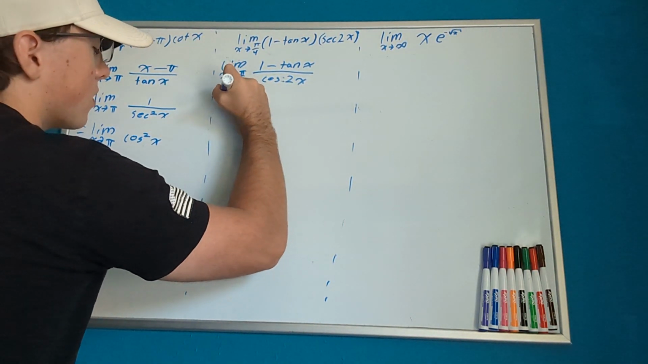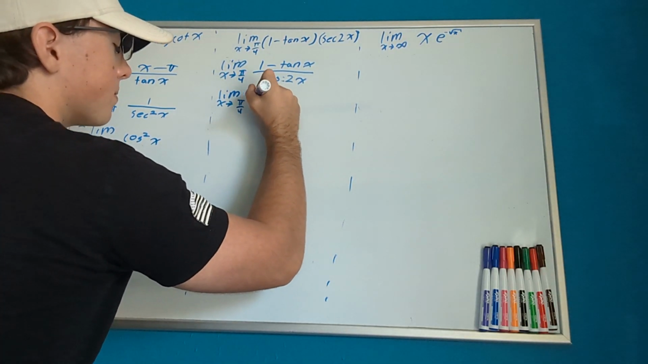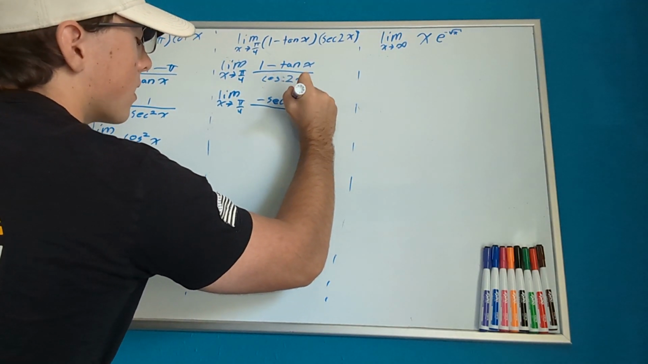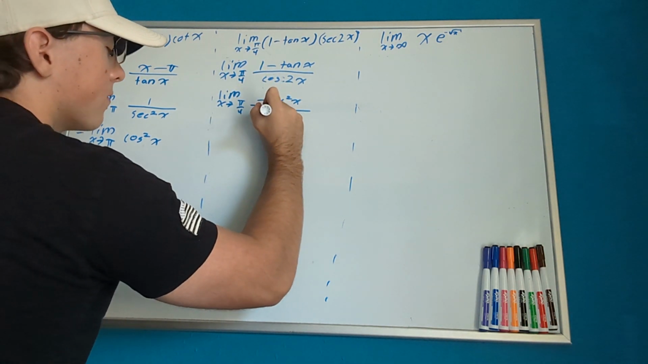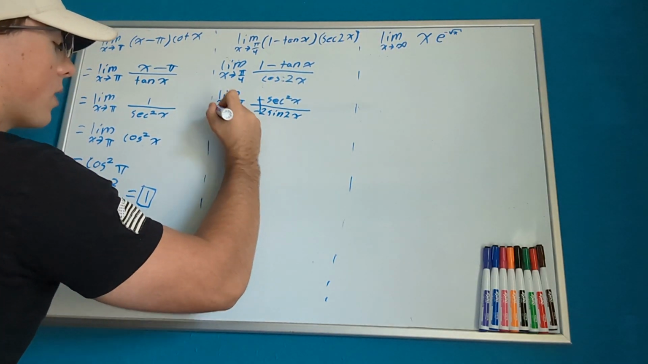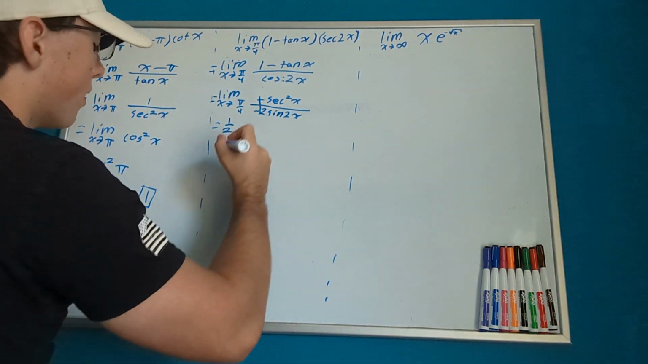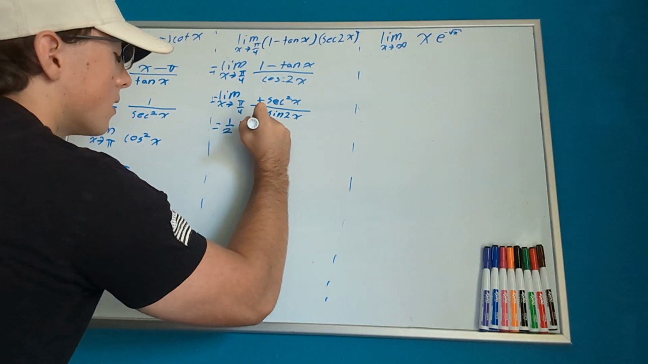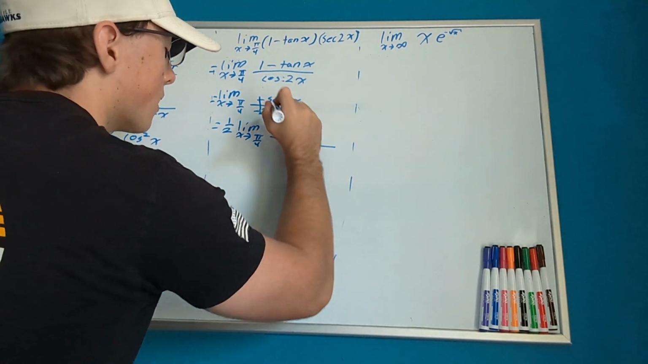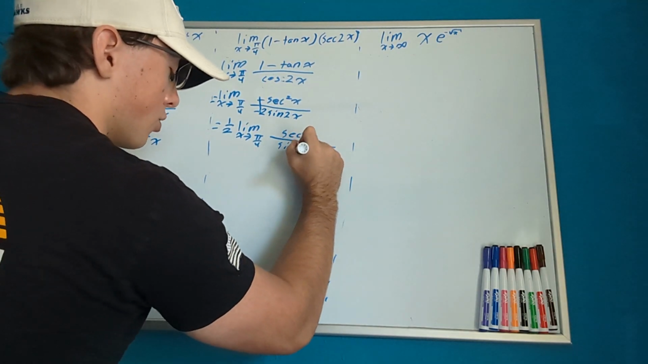So let's take the derivative of both the top and the bottom. We get the limit as x approaches pi over 4 of, well, this will become negative secant squared x over, this will become negative 2 sine 2x, right? And the negatives will cancel out, and we can rewrite this with the 1/2 outside here. Let me not forget the equal signs, right? And we'll get the limit as x approaches pi over 4 of, this will become secant squared x, and this will become sine 2x, right?